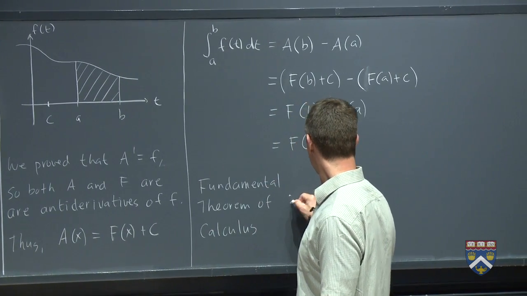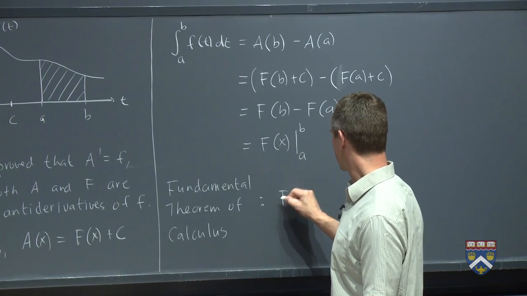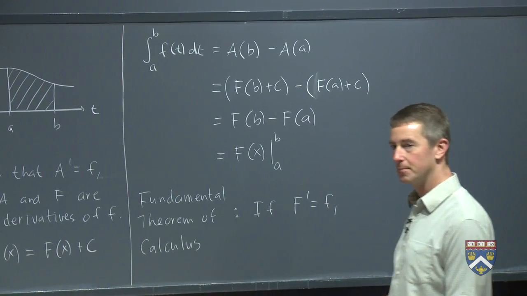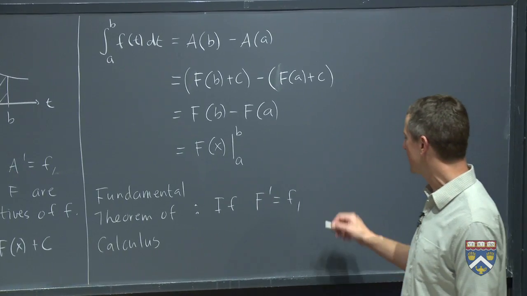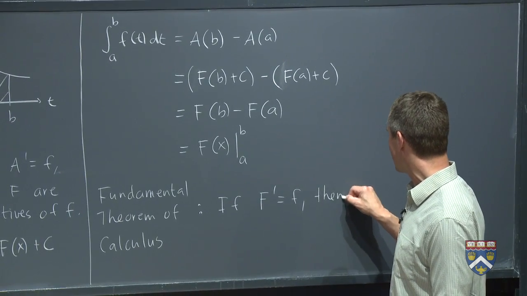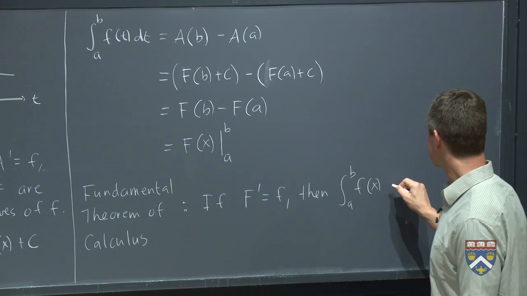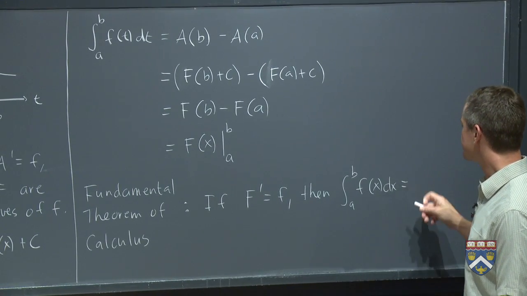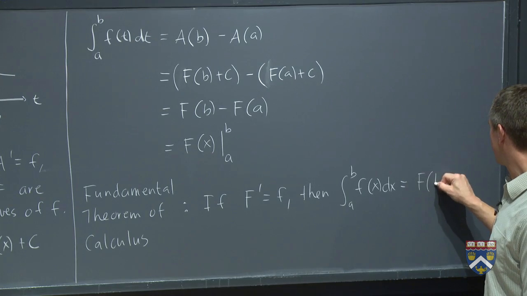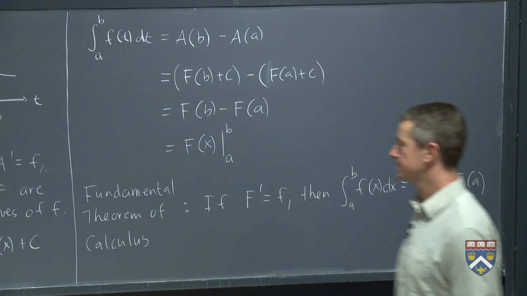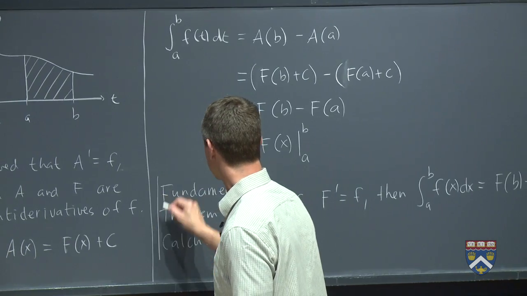It says that if capital F prime equals little f, meaning if you know an antiderivative of little f, that's all you need in order to find the area under little f. I'm going to use the letter x here, equals capital F of b minus capital F of a. Let's put that whole thing in one nice big box.